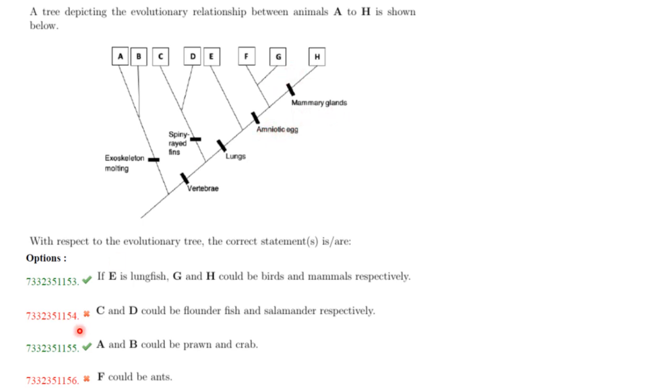So, one is correct. C and D could be flounder, fish and salamander respectively. They are spiny rayed fins. So, salamander doesn't have spiny rayed fins. So, option 2 is not correct. Then A and B could be prawn and crab. Exoskeleton and molting. So, A and B could be prawn and crab. That is also correct. F could be ants. It cannot be ants because ants don't have amniotic eggs. So, F is not correct.